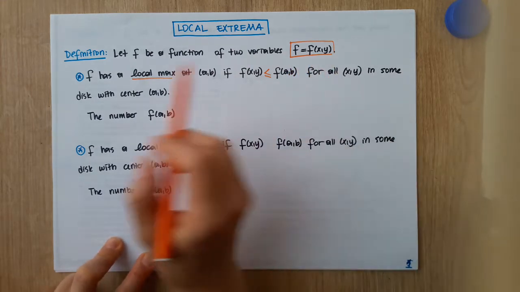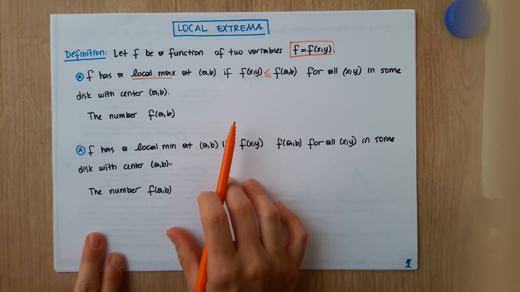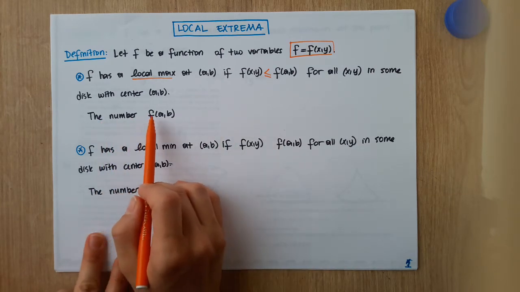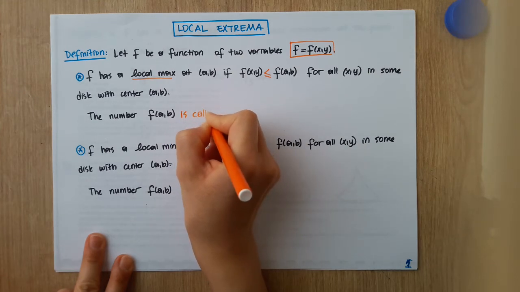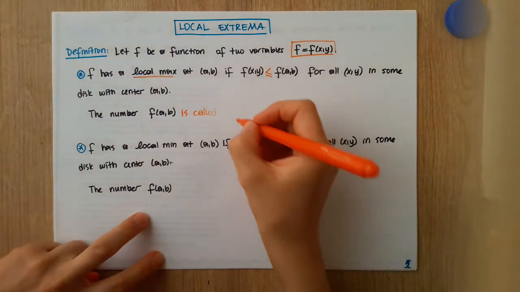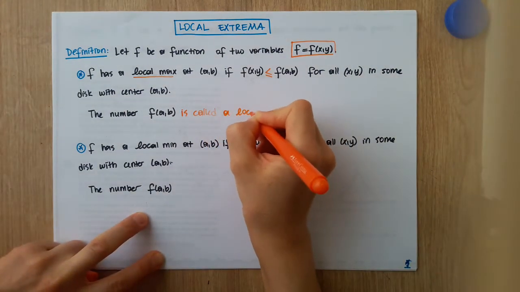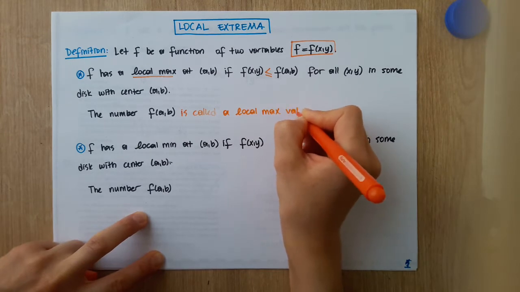Then we say that f has a local maximum at (a, b), and the number f of (a, b) is called a local maximum value.